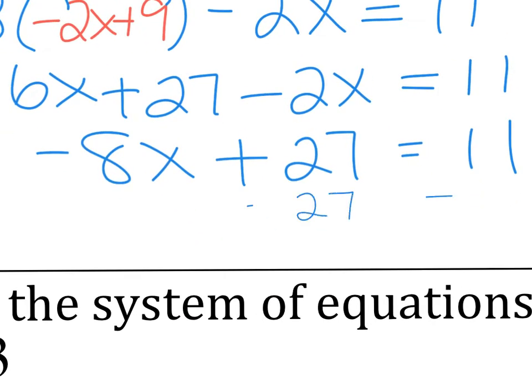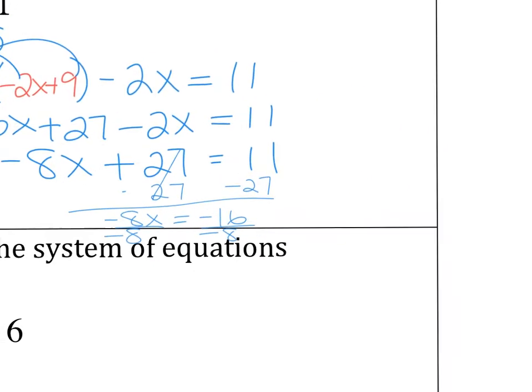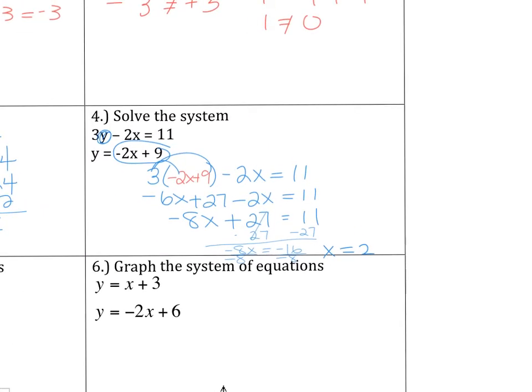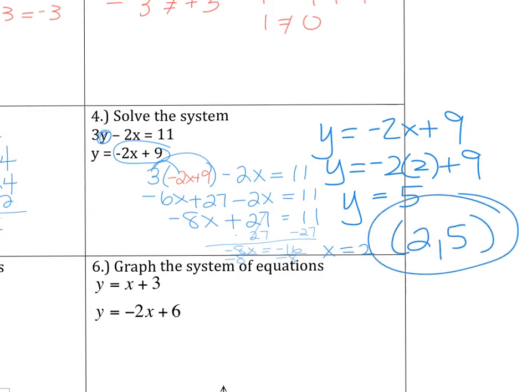Minus 27 on both sides. So this is -8x equals 11 minus 27, which is -16. If I divide by -8, I'm going to get x equals 2. Now, I got to plug it back in. So y equals -2x plus 9. So I'm going to plug in 2. And then I get -4 plus 9, which is 5. So my answer here is 2 and 5.